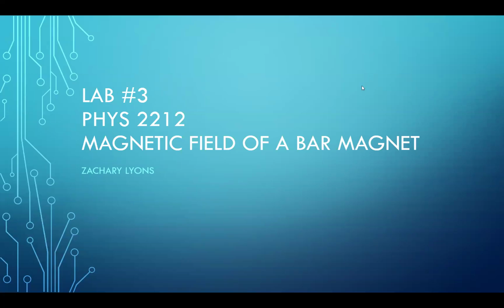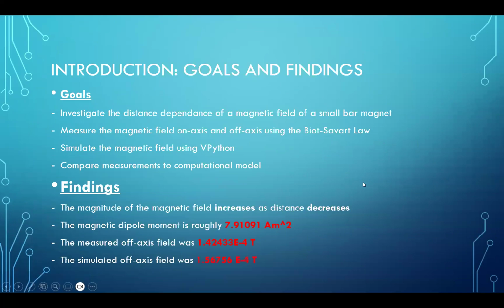Hi, my name is Zachary Lyons, and today I'll be presenting Physics 2212 at Georgia Tech, Lab number 3, the magnetic field of a bar magnet lab. In this lab, the goals are to find the distance dependence of a magnetic field of a small bar magnet. We're going to measure the magnetic field on and off axis using the Biot-Savart law.